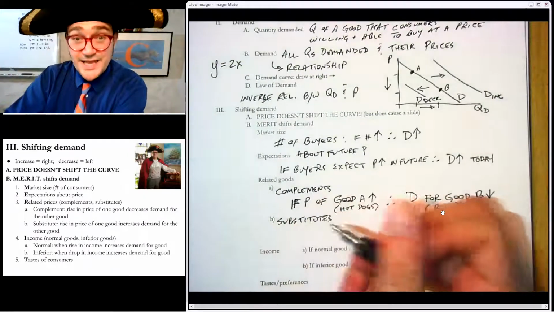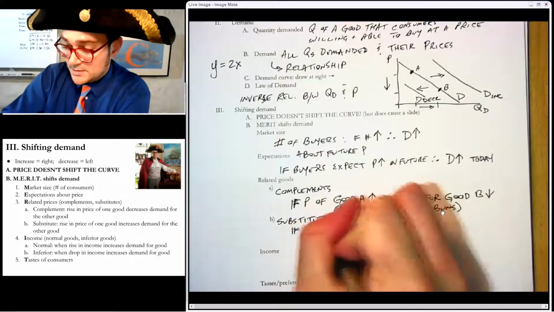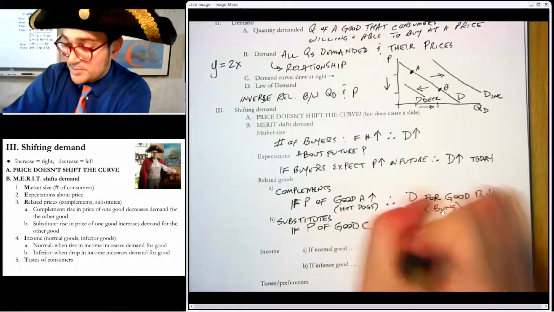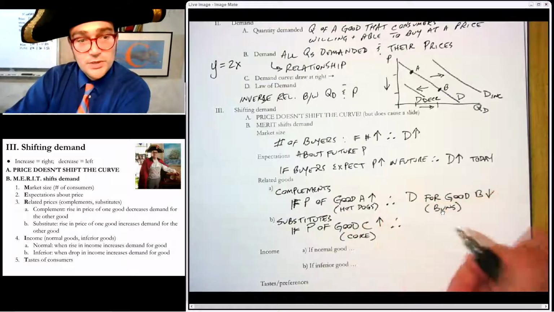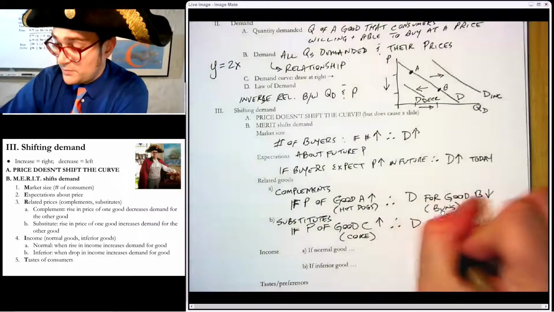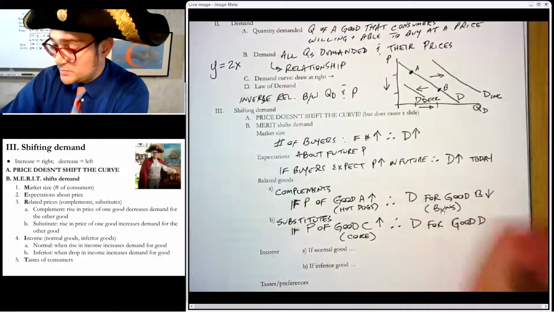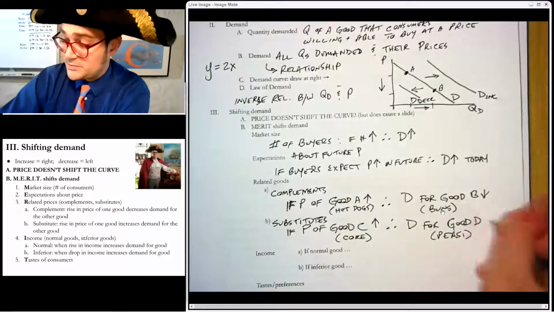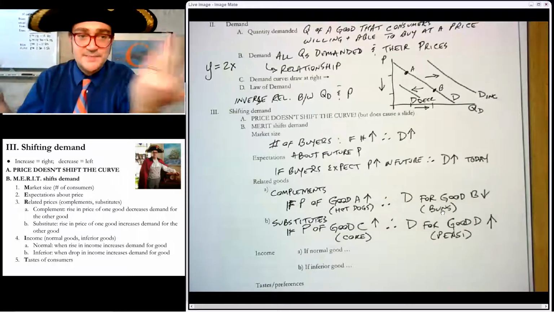Substitutes are exactly that. They substitute for each other, Coca-Cola and Pepsi. So if the price of good C goes up, and I'm just going to call that one Coke, what do you think is going to happen to the demand for Pepsi? Well, demand for good D, and we'll say Pepsi. So price of Coke went up, demand for Pepsi is going to go up because people will say, I'm going to hold off on buying Coca-Cola, I'll buy Pepsi instead.